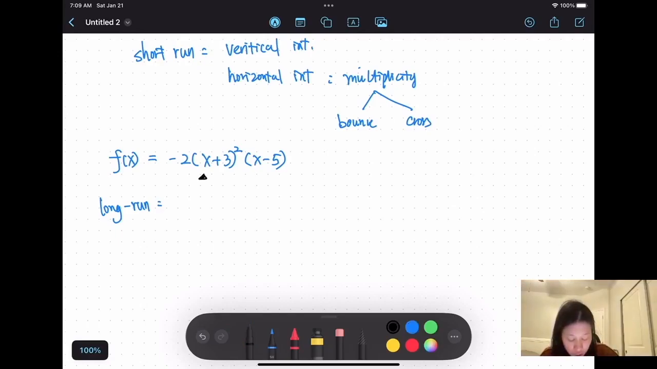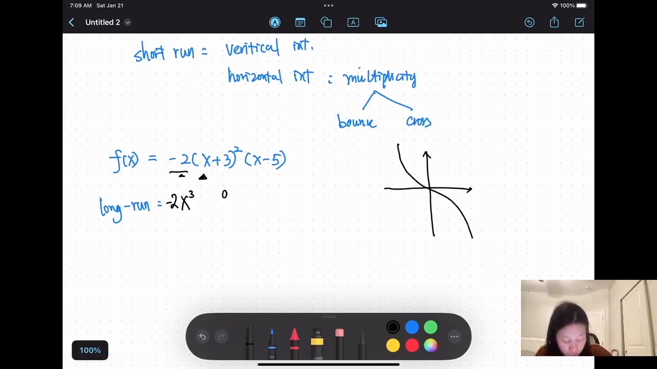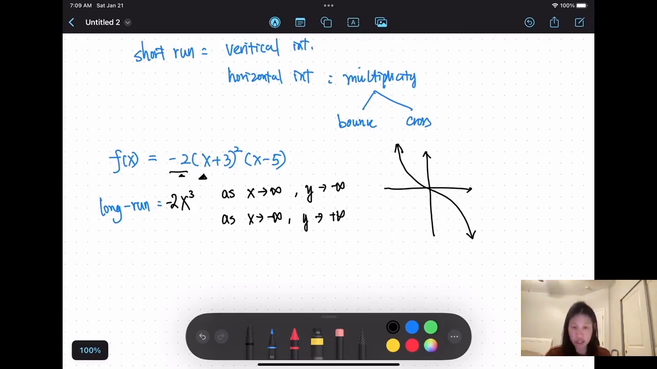So we have x to the second power here, times another x. That gives us x to the third power. And here we have a coefficient, so we need to multiply by -2. So the long-run behavior is going to match this power function, -2x cubed. -2x cubed means the function is going to look like this, right? That means as x goes to the right, the function goes down, so y goes to -infinity. As x goes to the left, which is -infinity, the graph goes up, which is +infinity.